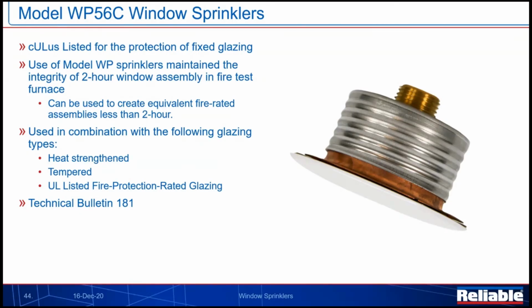Just like we discussed before, this sprinkler went through the UL listing testing that we talked about. It has the equivalency of up to 2-hour fire rating for the product. It's meant to be used with heat strengthened, tempered, UL listed fire protection rated glazing products. Again, this product is also found in Bulletin 181. So we have one bulletin combining all window sprinkler products.